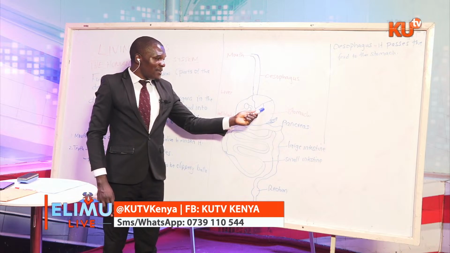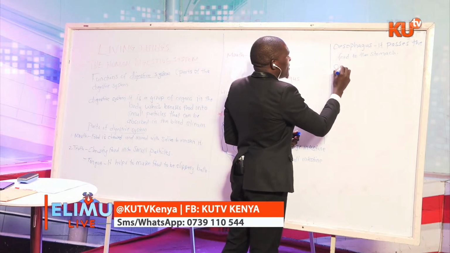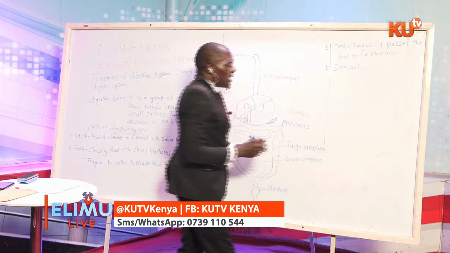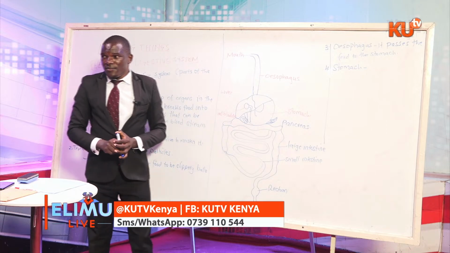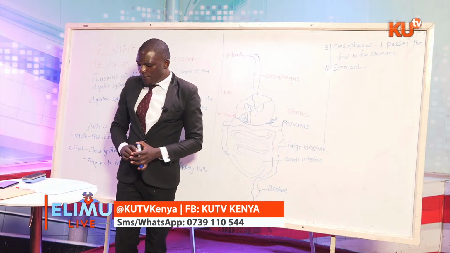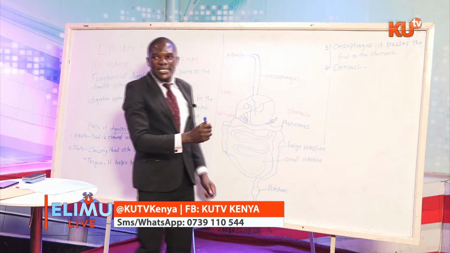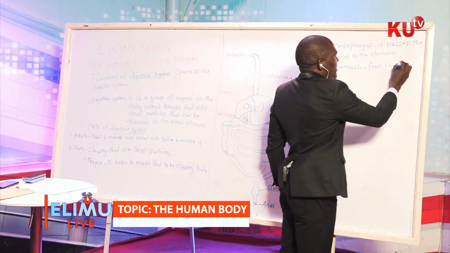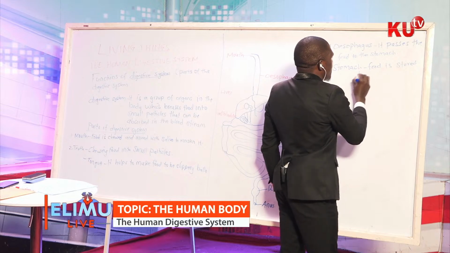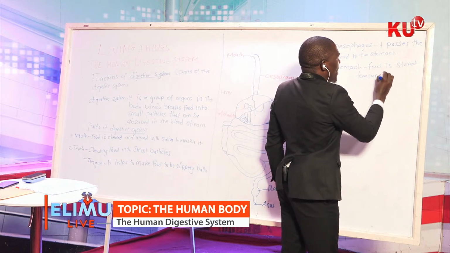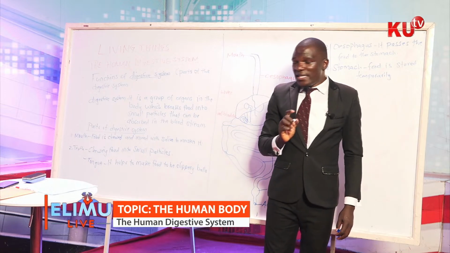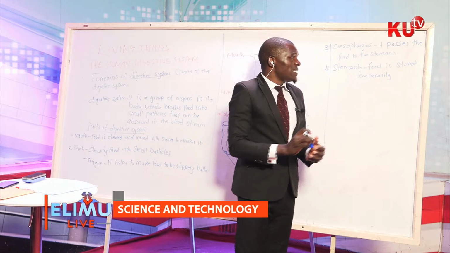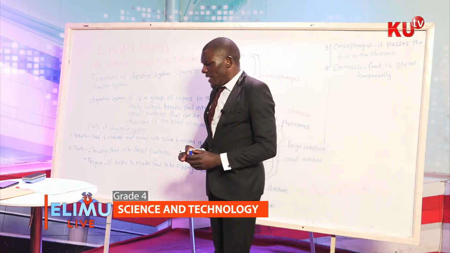So we have the stomach, number 3. Whenever the food comes into the stomach, you have to know that this is where the food is stored temporarily. In the stomach, food is just stored temporarily, and when it is in the stomach, we have the process that takes place for the food to be digested well in the body.